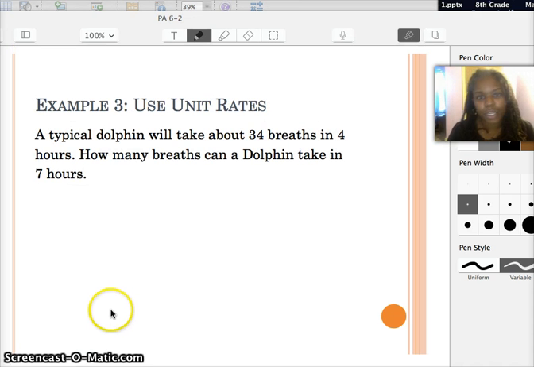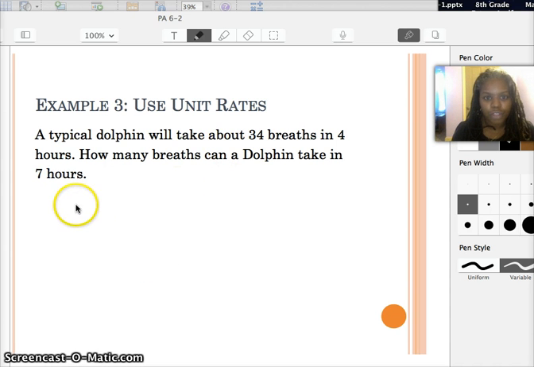Okay, in example 3, we're going to use unit rates, and we have a typical dolphin takes about 34 breaths in 4 hours. How many breaths can the dolphin take in 7 hours? Notice this problem is not asking you specifically to find the unit rate, but finding the unit rate will be really, really helpful in working through this problem. So let's take a peek.